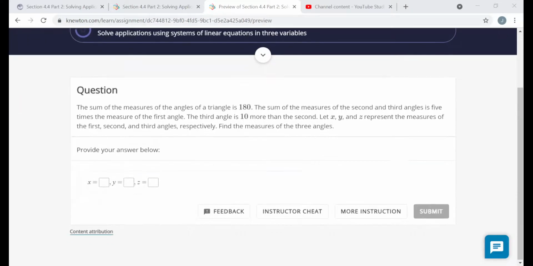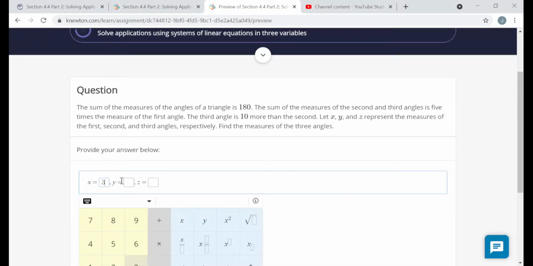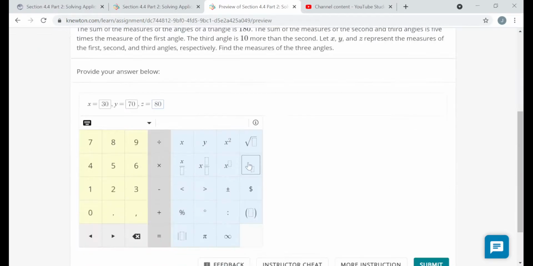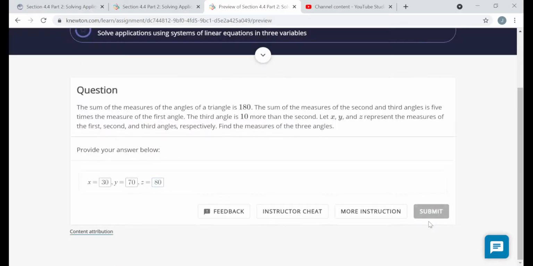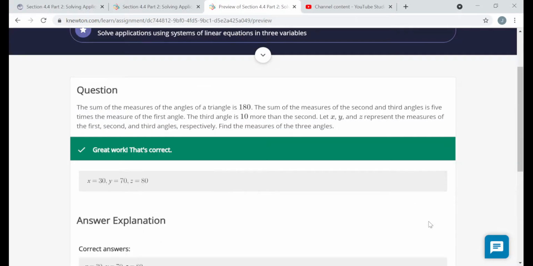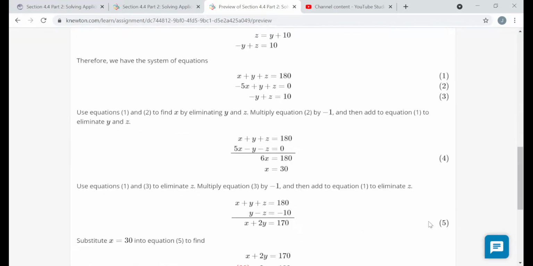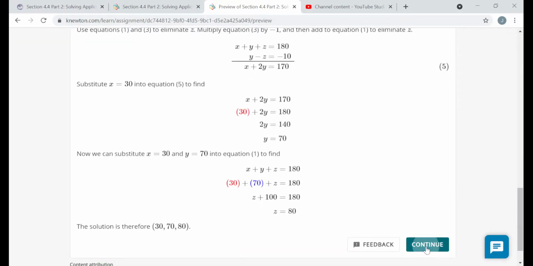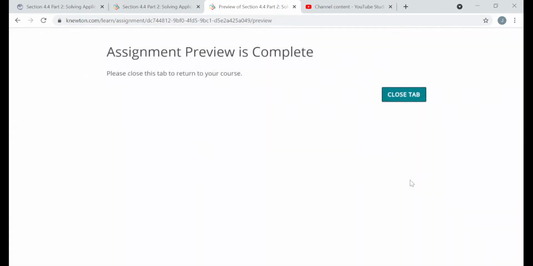And that's what I'll enter, right? 30 for x, 70 for y, 80 for z. Right. And that's it for this assignment. If you're doing everything right, you should only have to do 4 questions. And the assignment's complete.